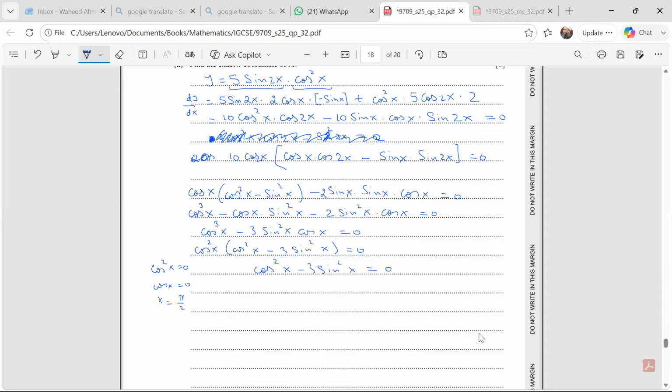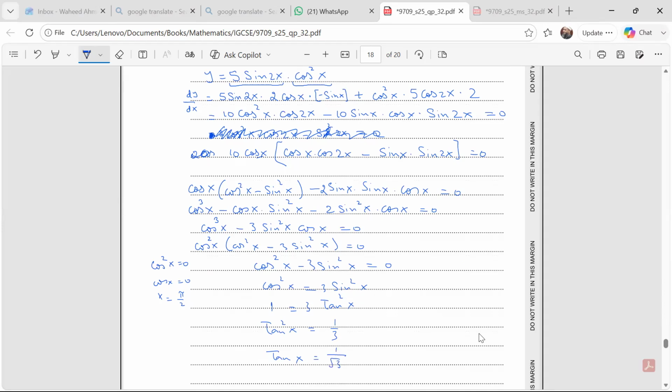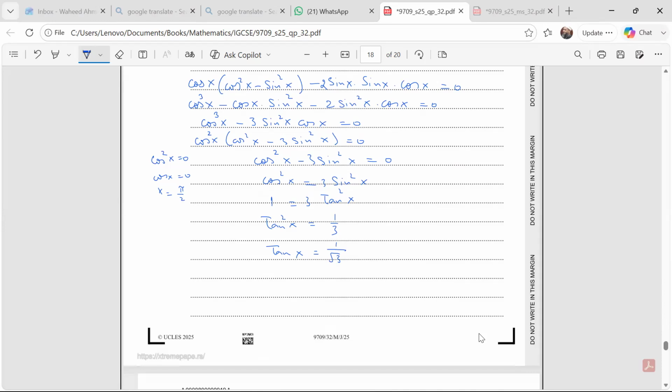From here you can see cos square x equals 3 sine square x. If I divide by cos square x, it will be 1 equals 3 tangent square x. So tangent square x is equal to 1 over 3. So tangent x is equal to 1 over root 3. And what is this angle now? X is equal to, if you remember, pi by 6.